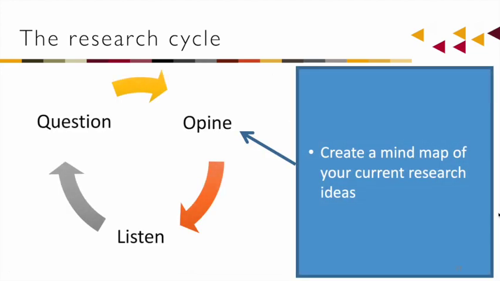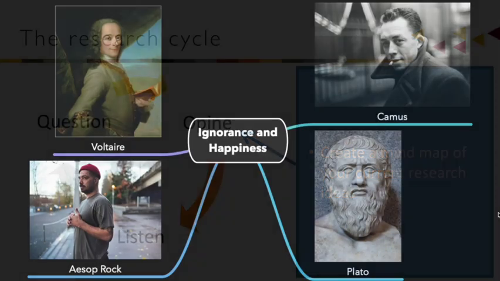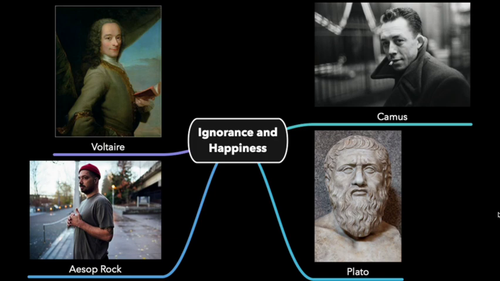I think that at this stage, once you've got a lot of different stuff and you started to figure out that, okay, there are a lot of articles out there that you could follow, create a mind map. This is a very useful way for me to organize my thoughts. Here's an example of an article that I was writing on ignorance and happiness. Ignorance is bliss, kind of that concept, and looking at what different philosophers and thinkers have thought all the way from Plato up to Aesop Rock.